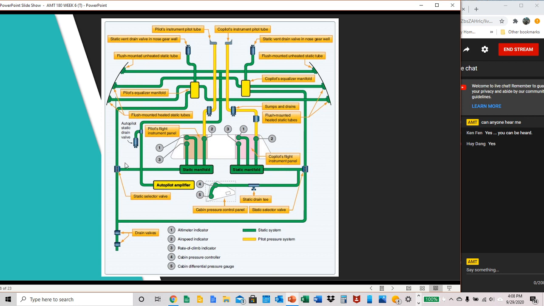It's just mimicking what's on one side is going to be on the other if you have a co-piloted aircraft. We have flush-mounted heated static tubes on both sides, and we want those to be heated to prevent ice accumulation. We have equalizer manifolds on your pilot and co-pilot sides. Some more flush-mounted static tubes. Sumps and drains.